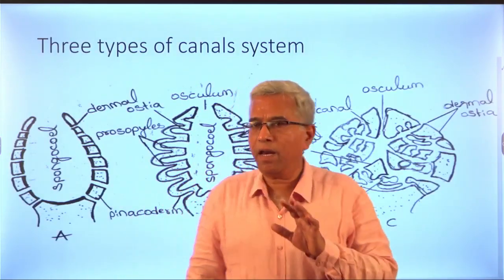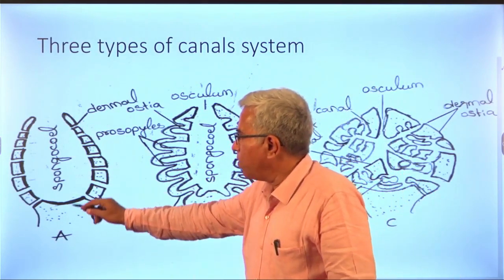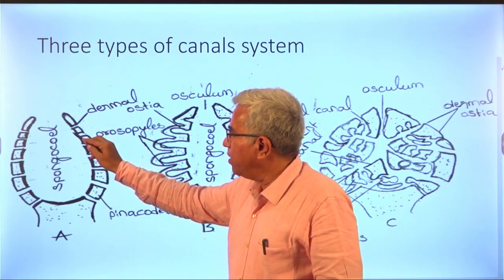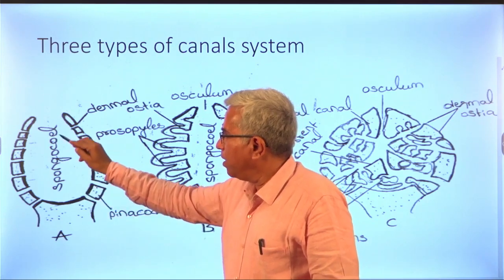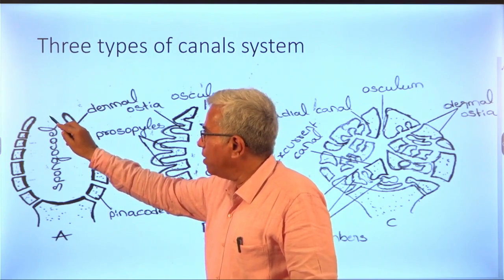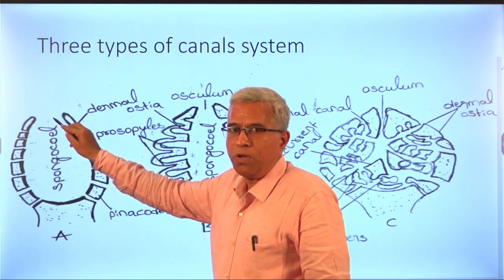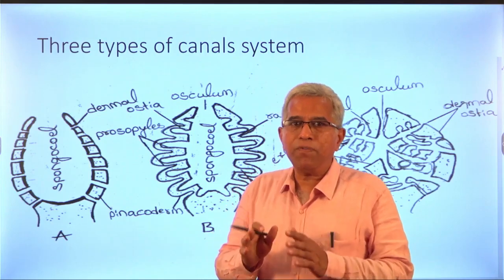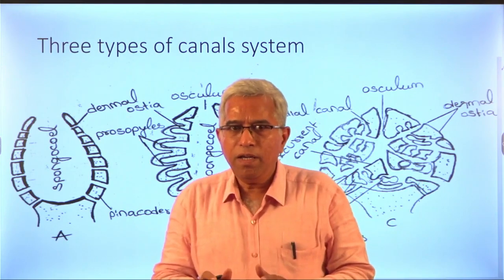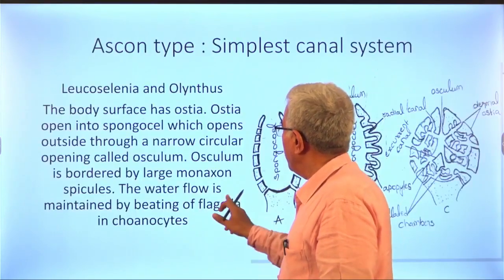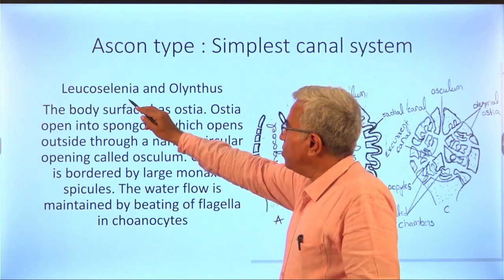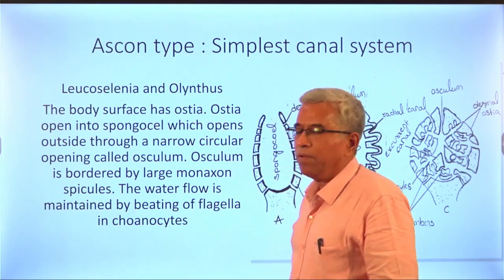Here you can see the diagrammatic representation. You see this Ascon type contains ostia through which the water enters, and this cavity is called spongiocele, and you can find the big opening at the top of the sponge. This is called osculum. That means in the Ascon type of canal system, you find only ostia, spongiocele, and osculum. Ascon type is the simplest canal system. Examples are Leucoselenia and Olynthus.